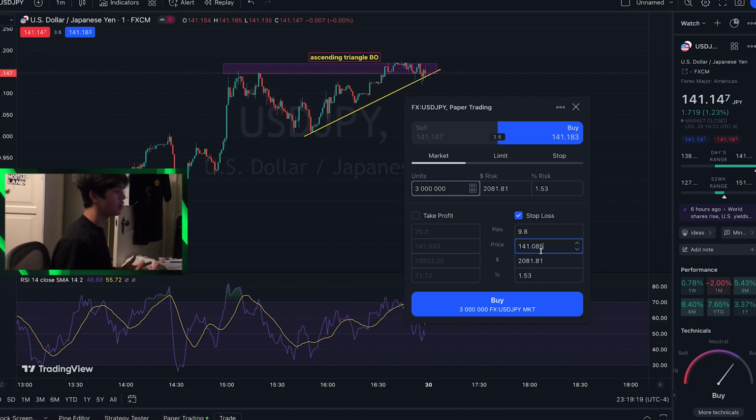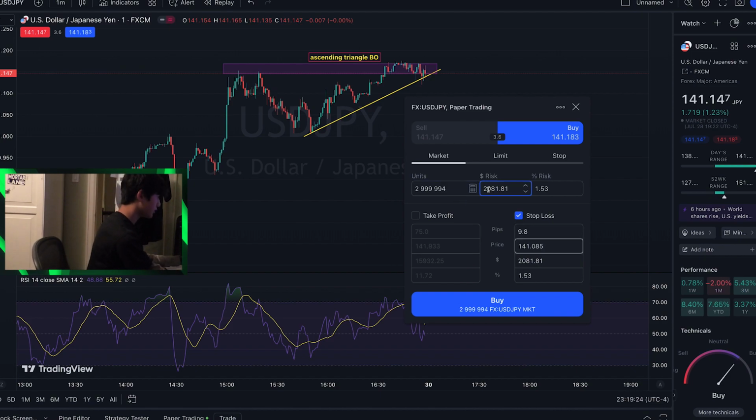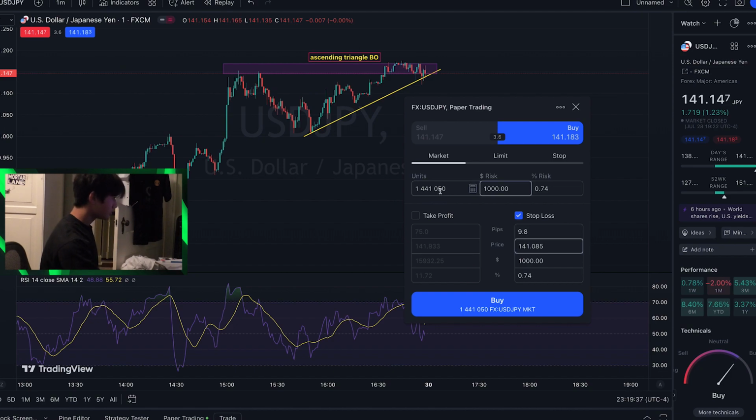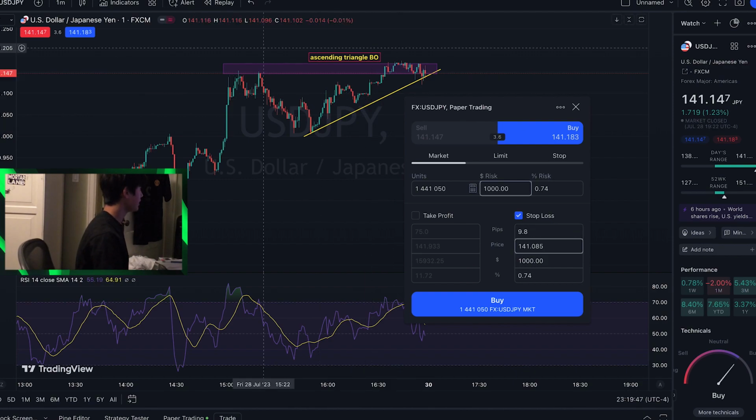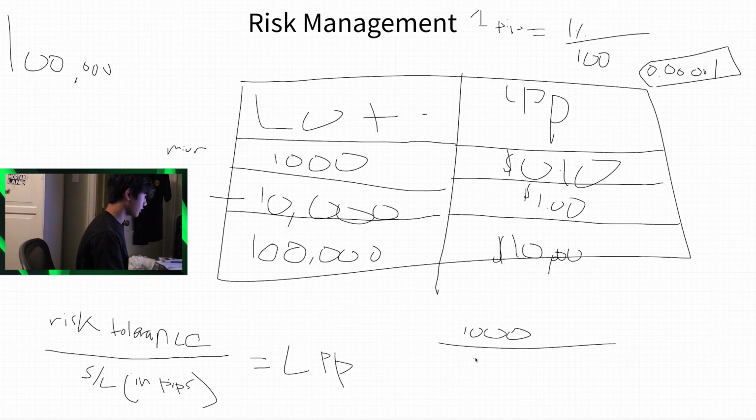Okay, so what are we going to do? We're going to reduce our size, okay? So it means we want to risk only 1%. Let's make it exactly 1. So let's not worry about this, that's going to come in a second. But here, now we know our loss per pip is 998, okay? So let's put that into the equation. 1,000 divided by 9.8 is going to give us our LPP, okay?